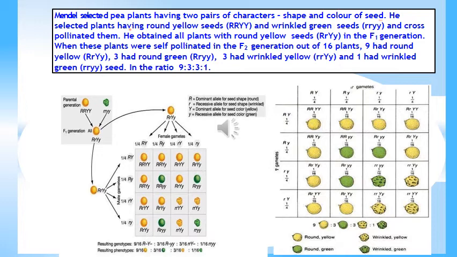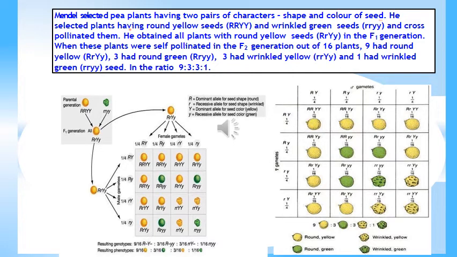Can you see this? Capital R, capital Y, capital Y, small r, small y. Then all will be what? F1 generation, here capital R, capital Y, small y. Now you have to take the gametes from it. What will be the possible gametes?